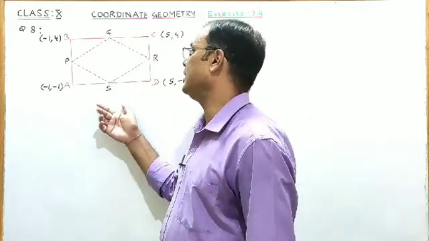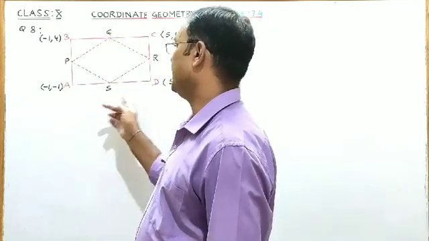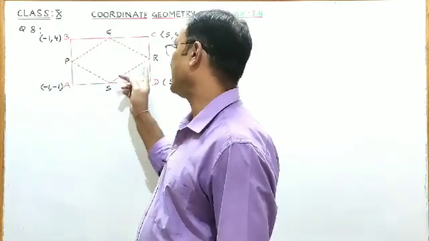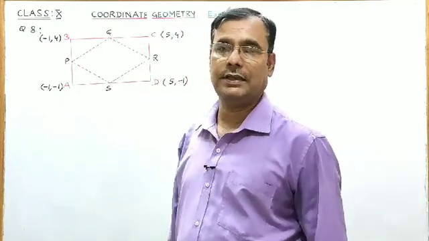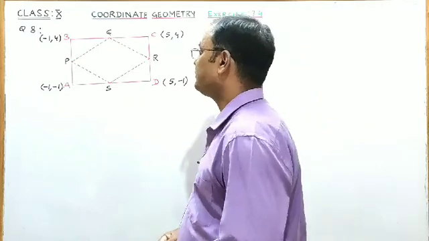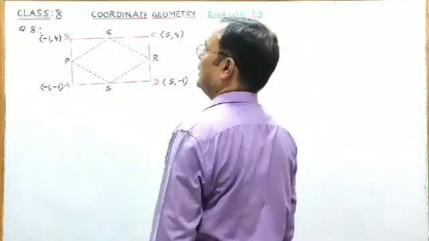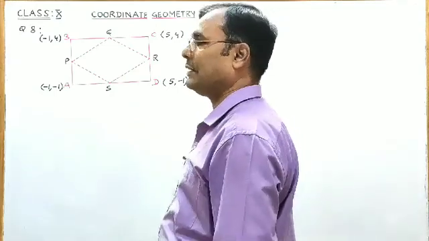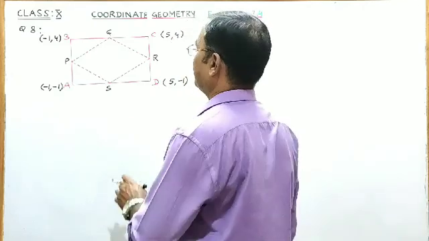So here in this figure ABCD is a rectangle with the given coordinates. P, Q, R and S are midpoints of four sides AB, BC, CD and DA of rectangle ABCD. We have to find whether this PQRS quadrilateral is a square or a rectangle or a rhombus.